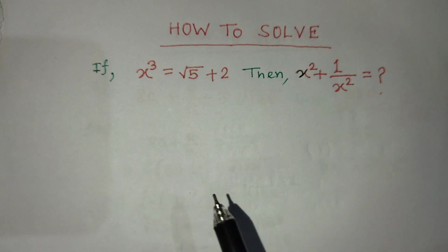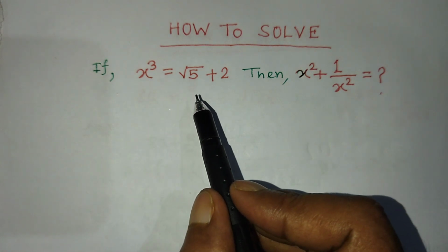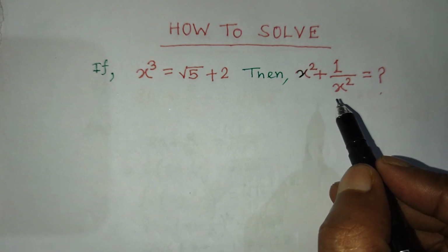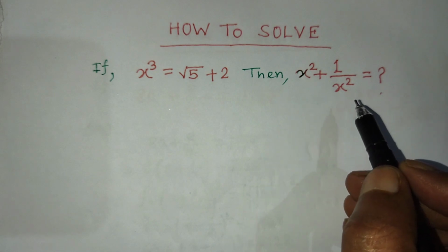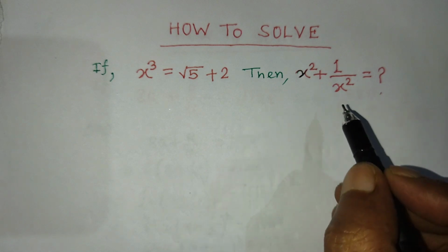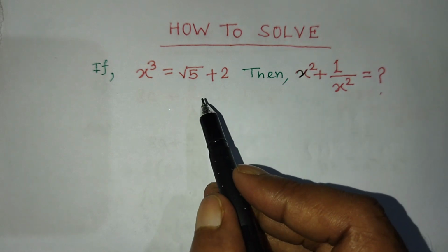So my dear student, today our question is: if x to the power 3 is equal to root 5 plus 2, then find the value of x square plus 1 over x square. So student, in this video I will tell you how to find the value of x square plus 1 over x square from this algebraic equation.